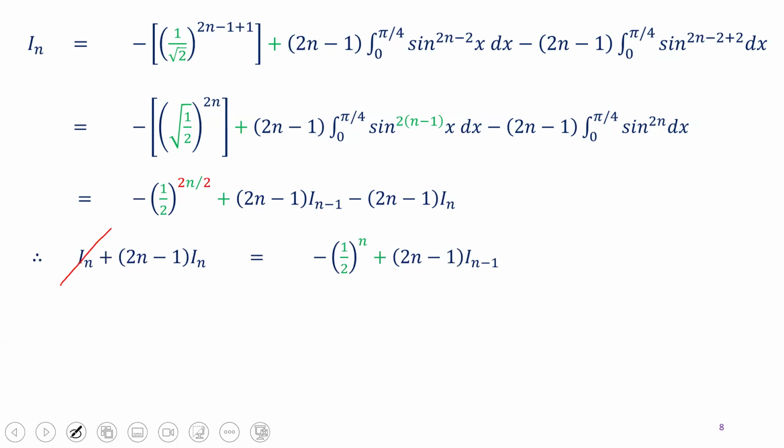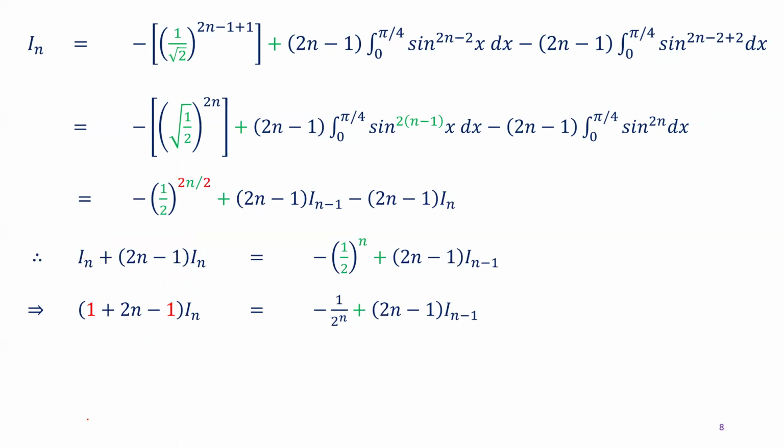Again, this is I_n plus, and this I_n negative will cancel. We have I_n, and now if we simplify it, minus 1 upon 2 to the power n plus (2n minus 1) I_(n minus 1). This 1 and 1 will cancel. It will reduce to 2n into I_n, which is equal to minus 1 upon 2 to the power n, (2n minus 1) into I_(n minus 1).